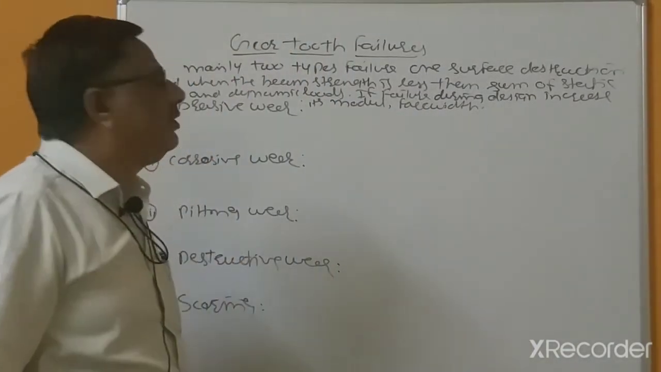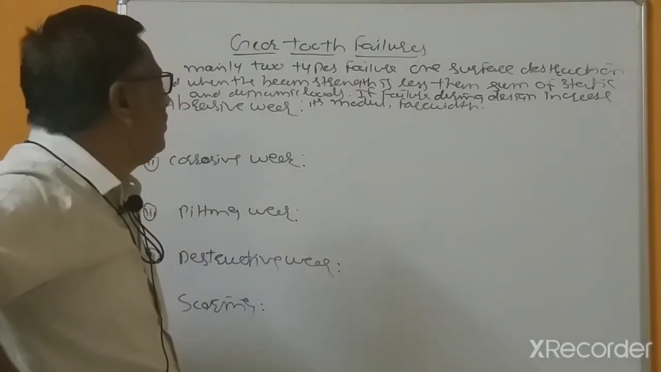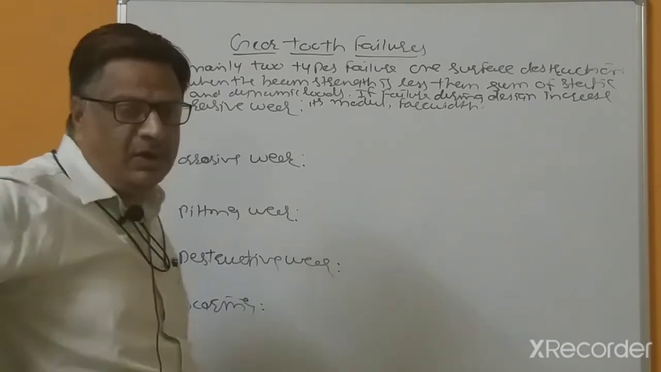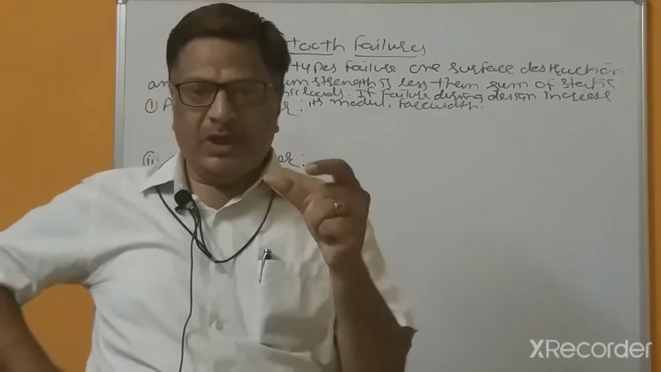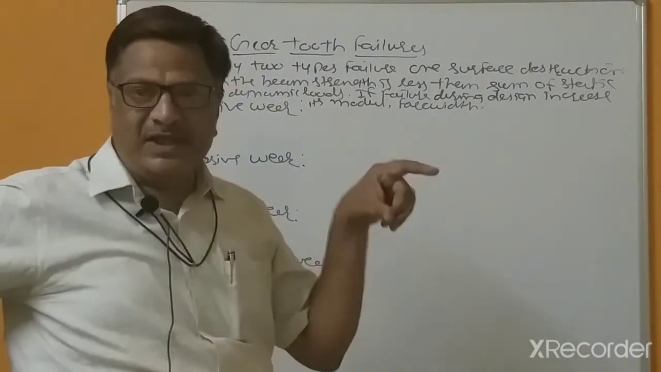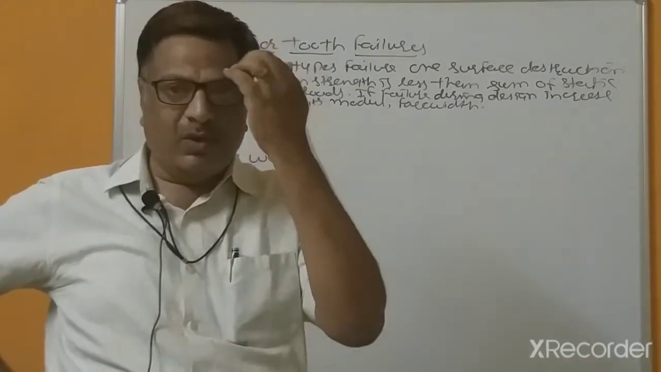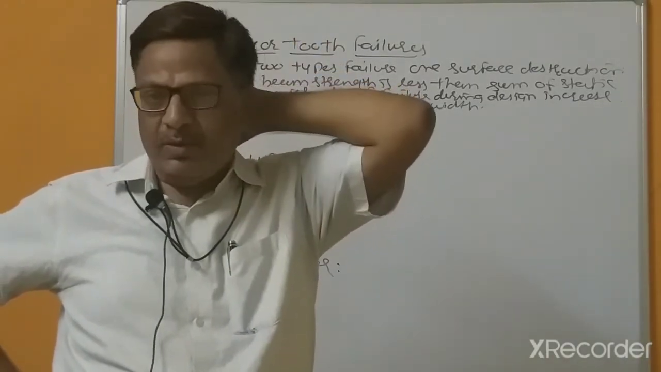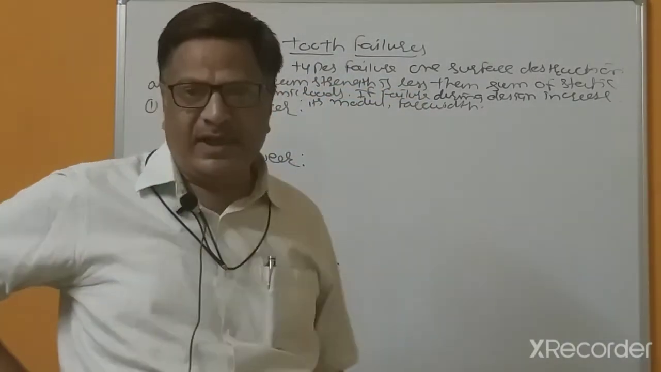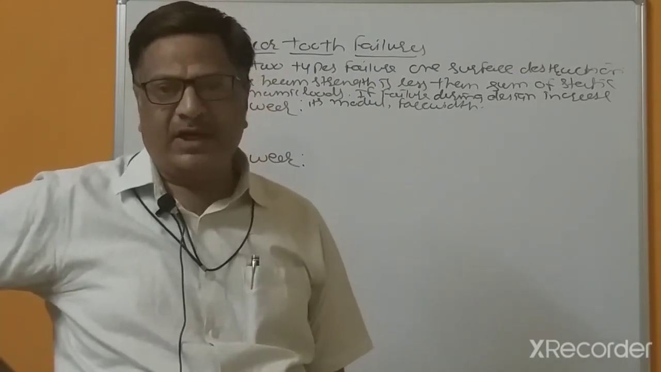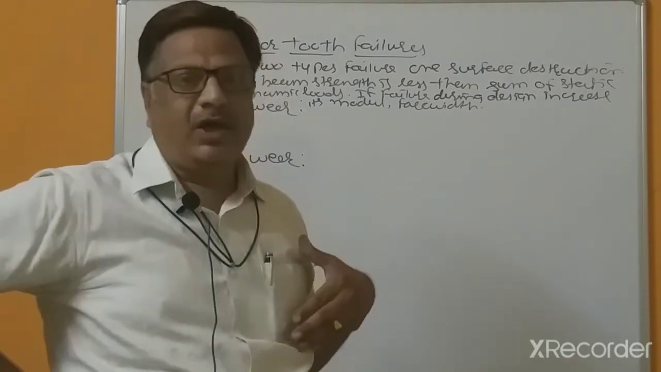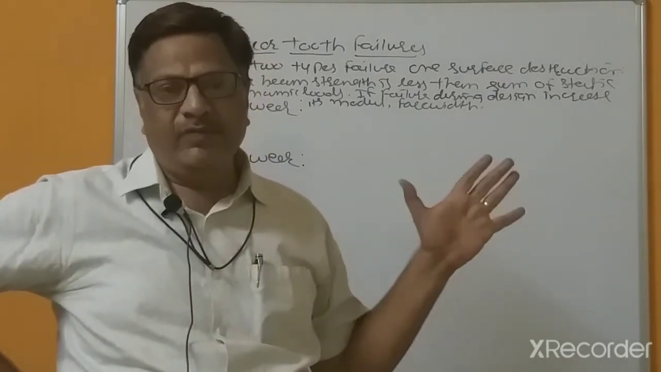So here there are two types of failures: one because of surface destruction, and the second is beam strength. The tooth may fail if the beam strength is less than the sum of the static load and dynamic load. What is meant by static load and dynamic load, we will see in beam strength. So if the beam strength is less than the sum of the static and dynamic load, tooth failure may occur. This is during the theoretical design.